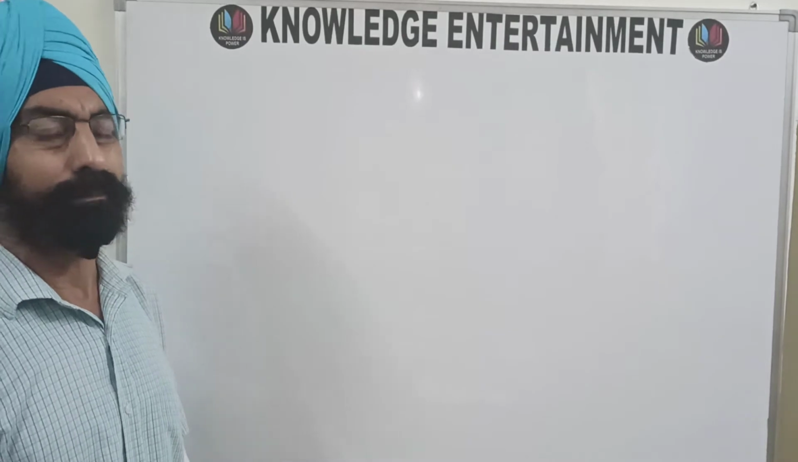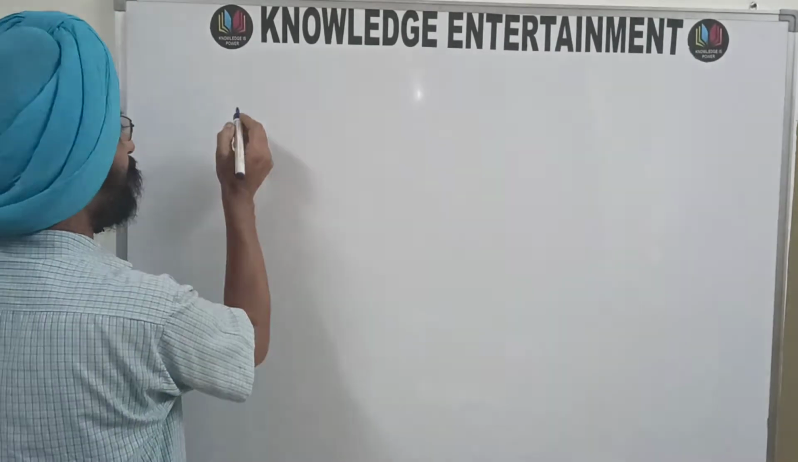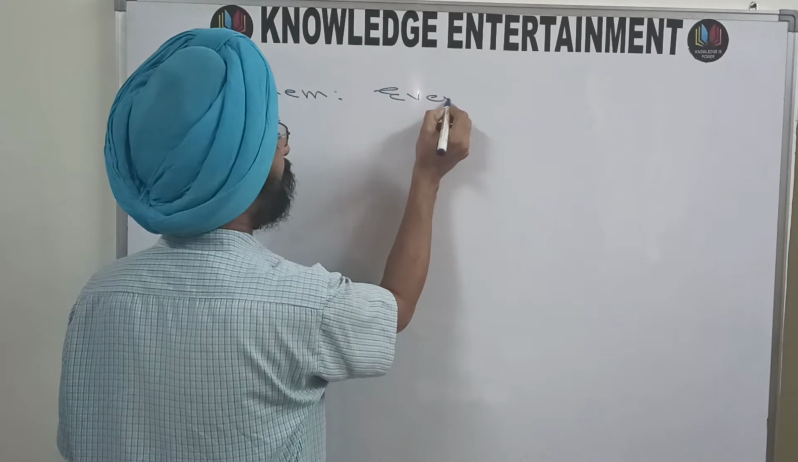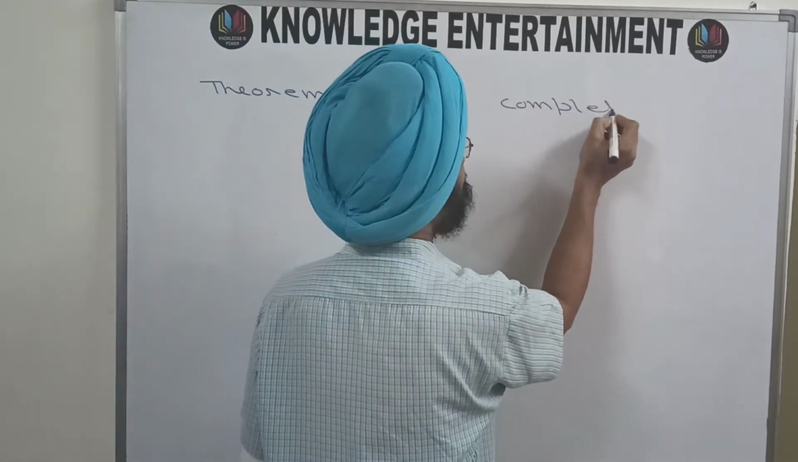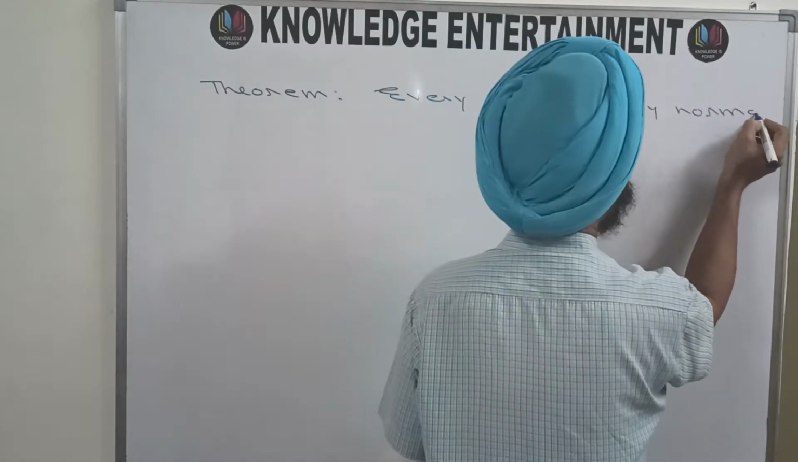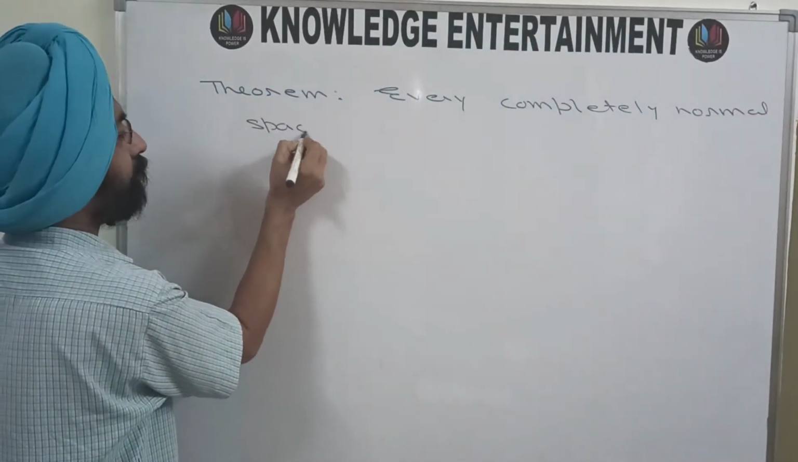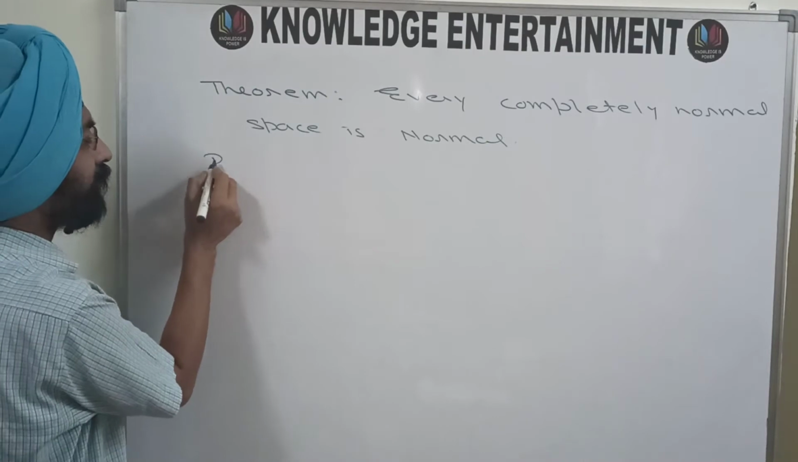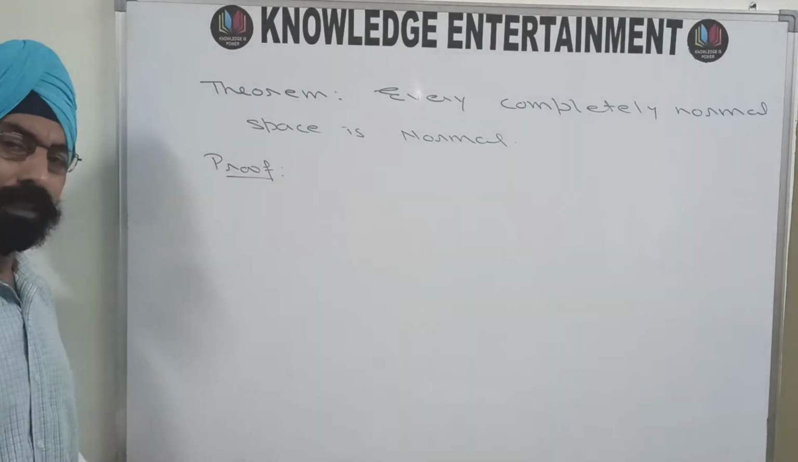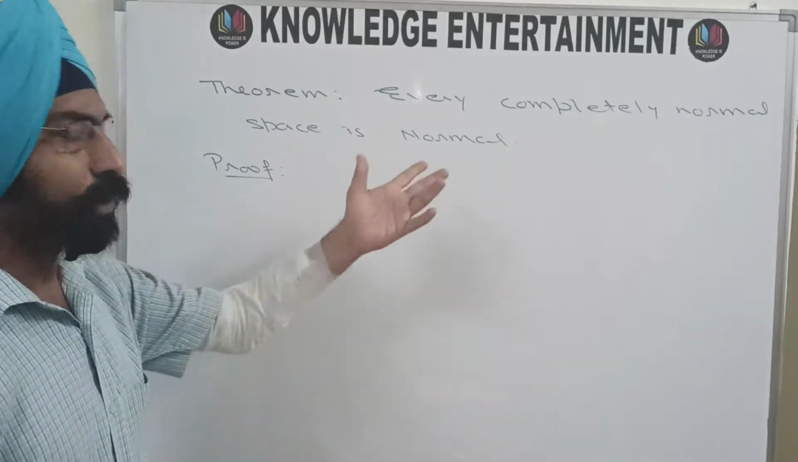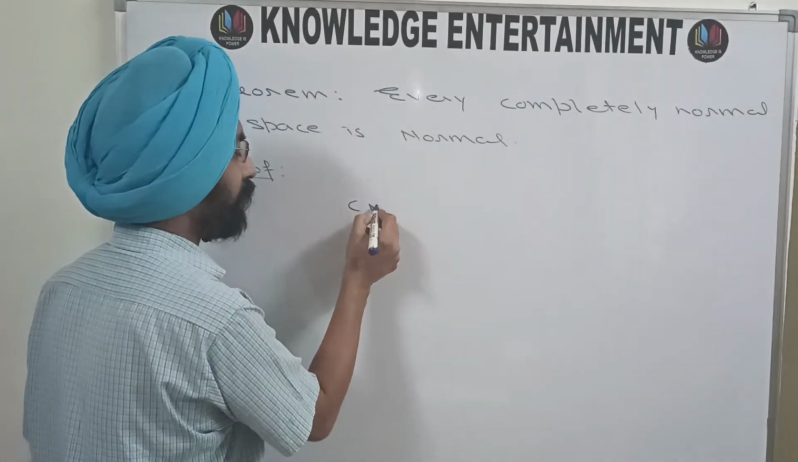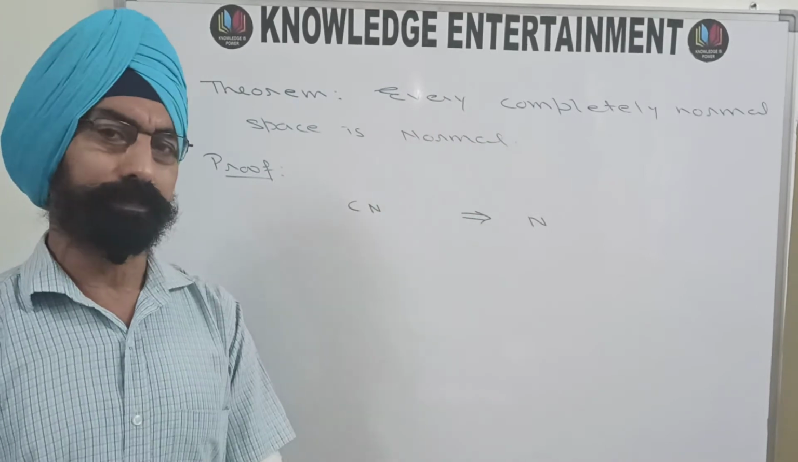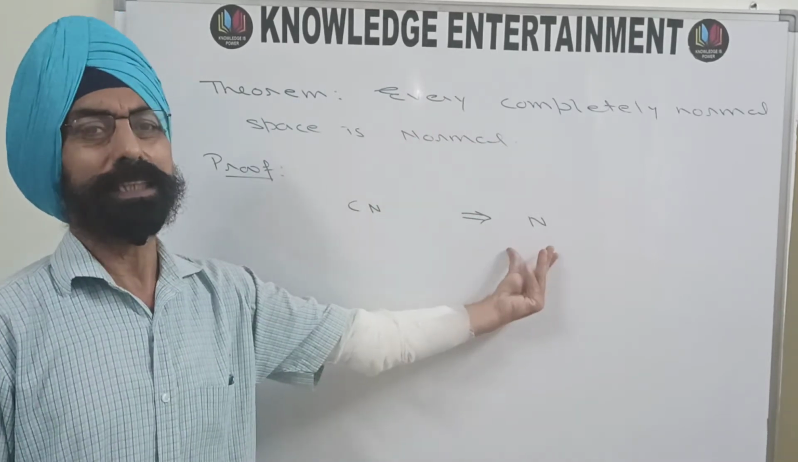So here was the definition of completely normal spaces and T5 spaces, and now we are moving on to the first theorem of completely normal spaces. Here is the statement of the theorem: every completely normal space is normal. Before moving on to the proof, let us discuss something more. What are we going to prove? We are going to prove that if a space is completely normal, then it is normal. A completely normal space is always normal.